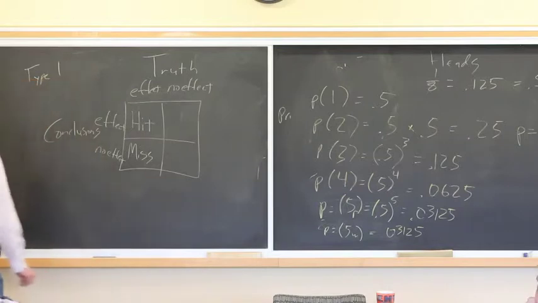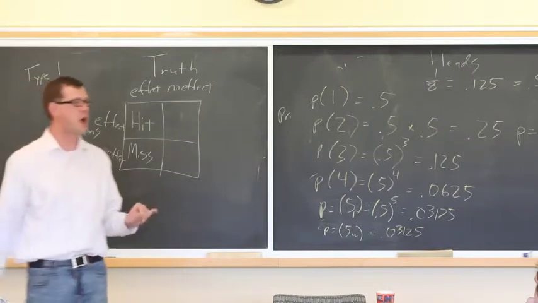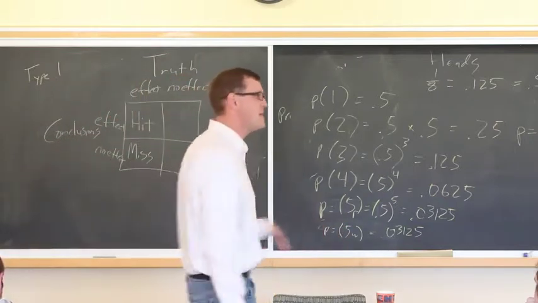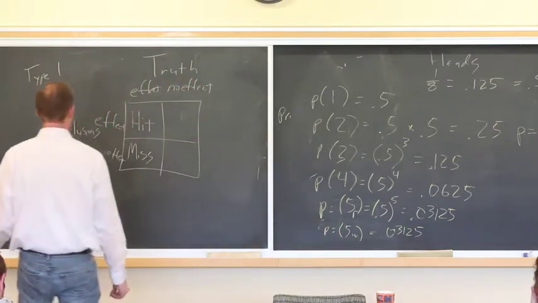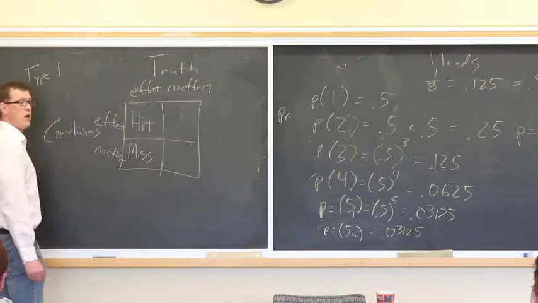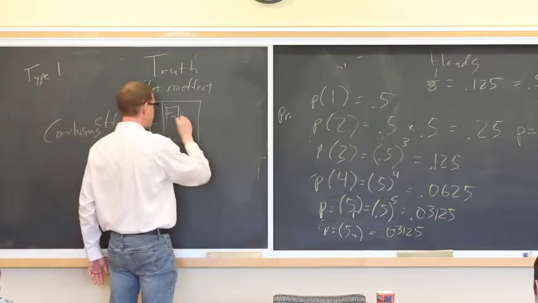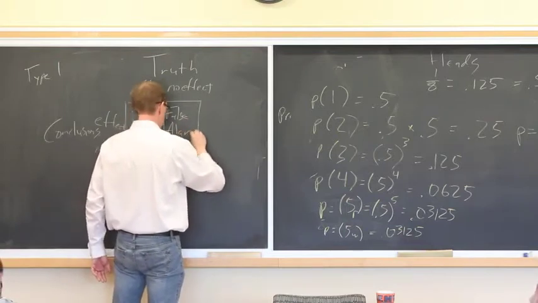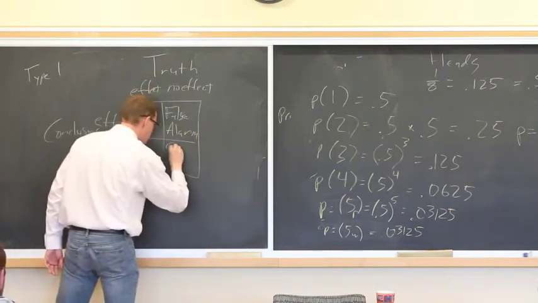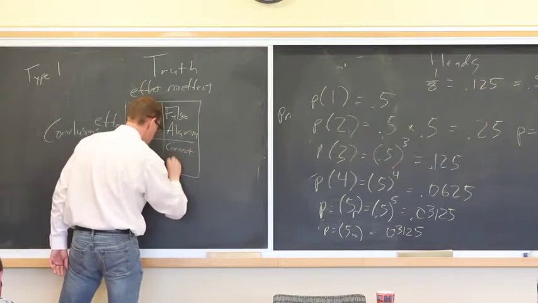So there are two other types of things. There are hits, misses, correct rejections, and false alarms. So what is a false alarm? It's when there's really no effect, but you say there's an effect, that's a false alarm. Which means that this is a correct rejection.